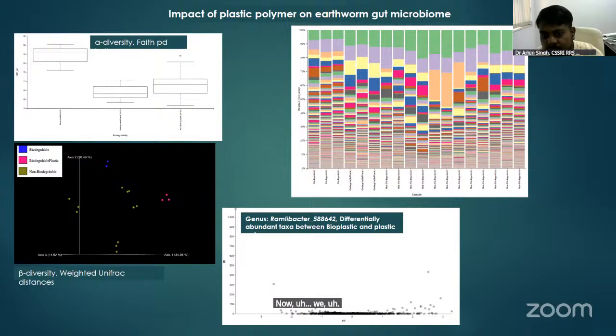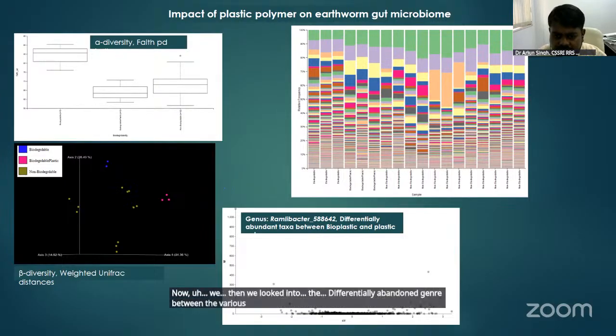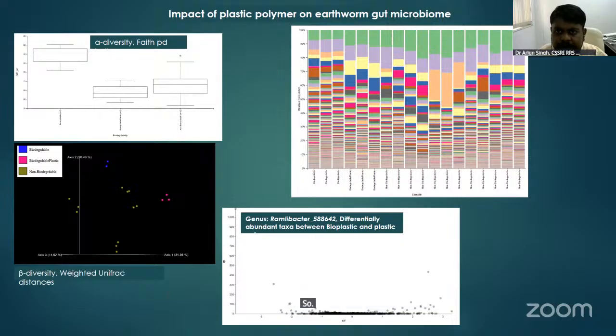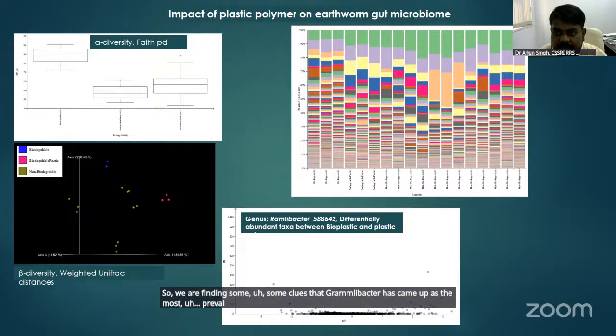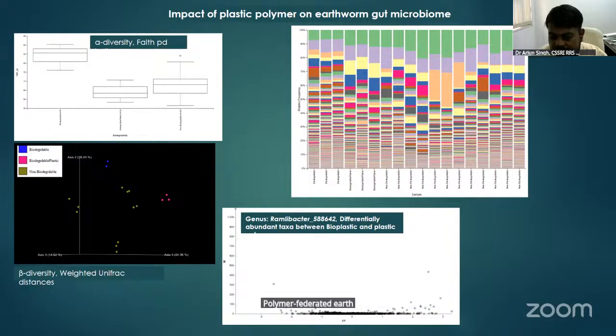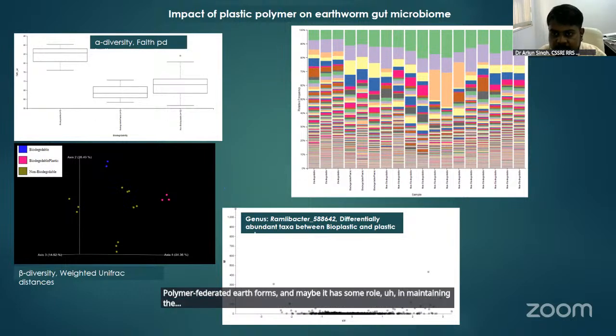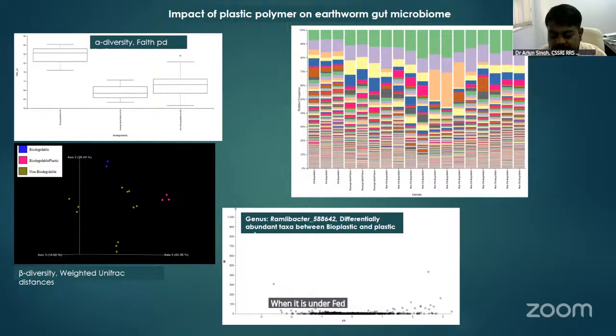Then we looked into the differentially abundant genera between the various treatments of plastic polymers. We are finding some clues that Ramlibacter has come up as the most prevalent genus in the plastic polymer-fed earthworms, and maybe it has some role in maintaining the gut environment of the earthworm when it is under fed conditions with the plastic polymer.